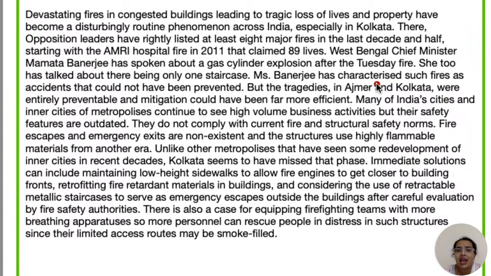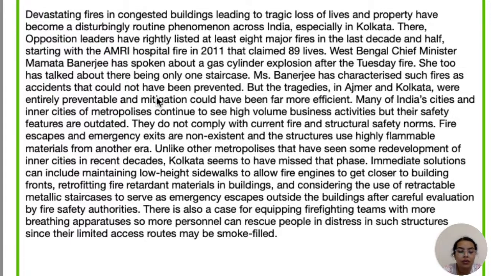Ms. Banerjee has characterized such fires as what? As accidents that could not have been prevented. So Ms. Banerjee has characterized fires and said that these were accidents. इनको कुछ भी नहीं करा जा सकता था. But the tragedies in Ajmer and Kolkata were entirely preventable. But the author says here is the catch. Author is mentioning that we could have done something about it. People could have done, government could have done something about it.